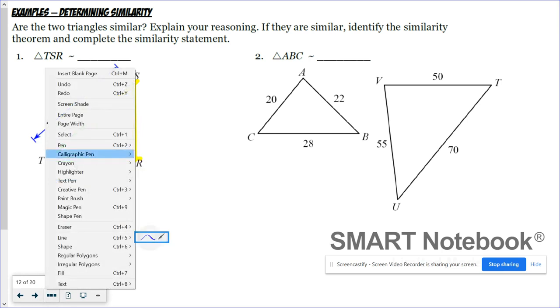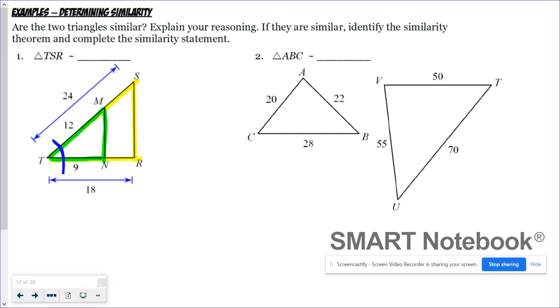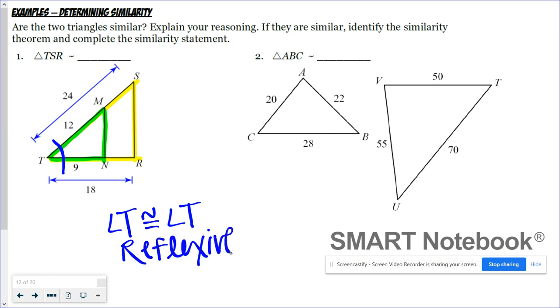Okay, so you should have noticed that angle T is a shared angle. So I know that angle T is congruent to itself. Remember, that's what we called reflexive when we wrote proofs. And then I'm given information about sides. So I should look and see if the corresponding sides are indeed proportional.